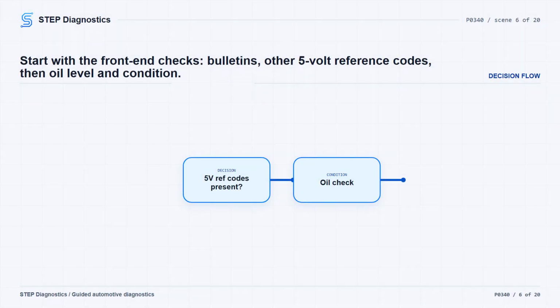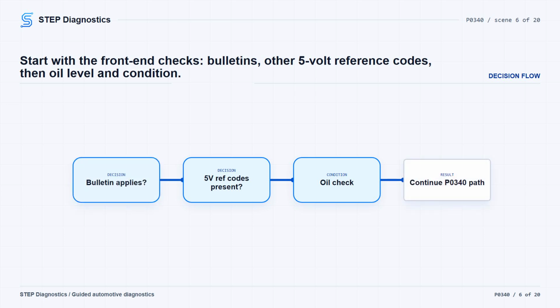First, check for any applicable bulletins for this issue. If one applies, perform that repair path, clear the code, and verify the repair. If no bulletin applies, look at the recorded codes. If any 5-volt reference codes are active or pending, diagnose those first before chasing P0340.